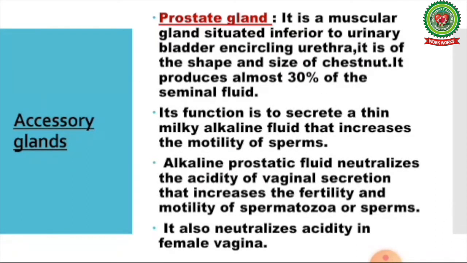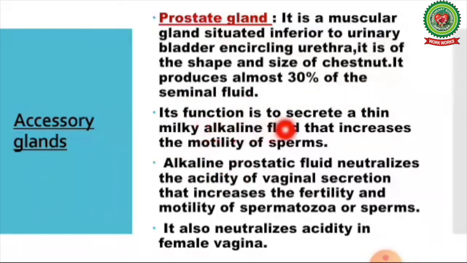Moving on, the next accessory gland is prostate gland. It is a muscular gland situated inferior to urinary bladder, encircling urethra. It is of the shape and size of a chestnut. It produces almost 30% of the seminal fluid.